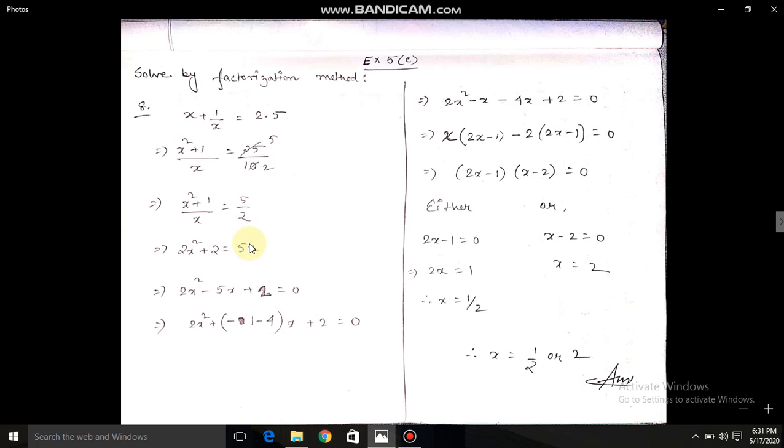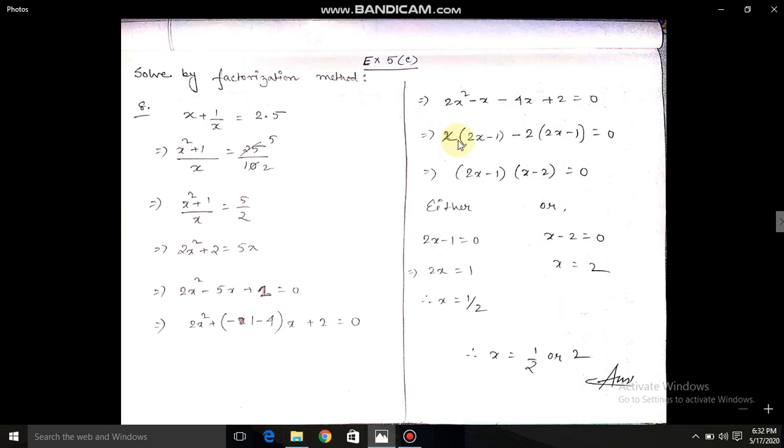Now we will bring this 5x to the left hand side. We'll get 2x square minus 5x plus 2 is equal to 0. Now so minus 5 we will have to divide into two factors. So 2x square plus, in bracket, minus 1 and minus 4, then x plus 2 is equal to 0. So it will become 2x square minus x minus 4x plus 2 is equal to 0.